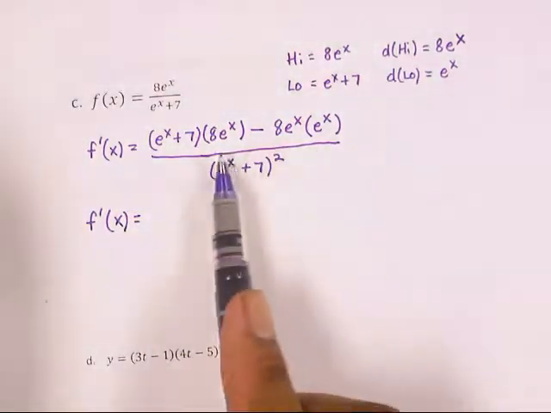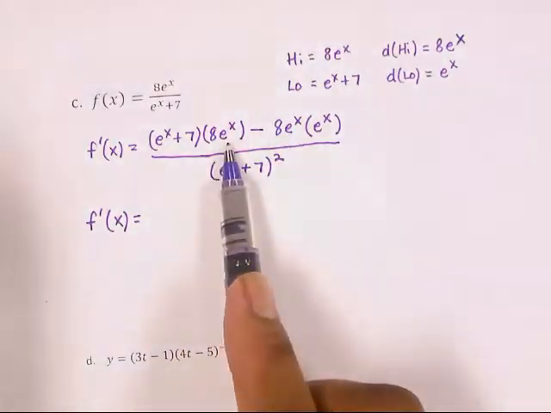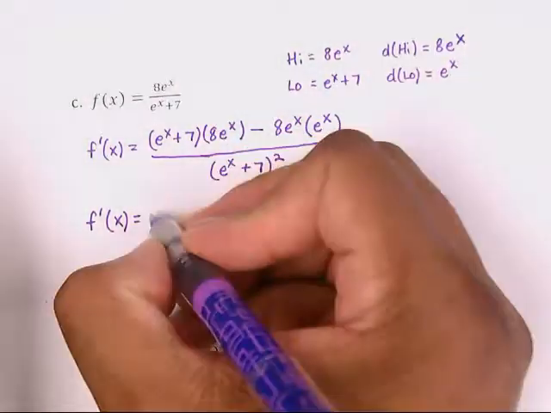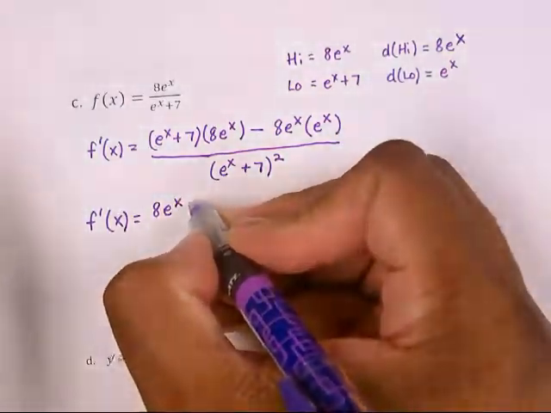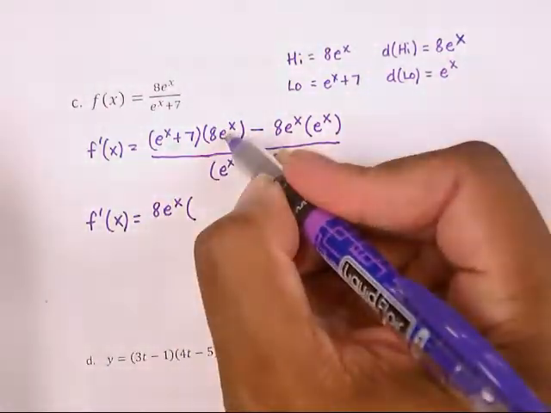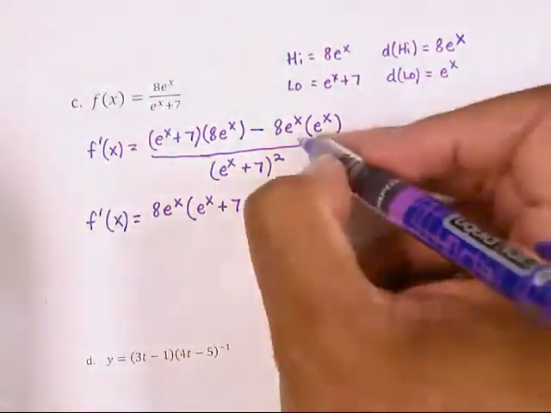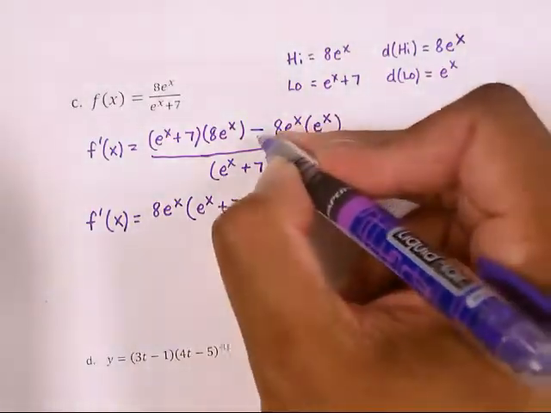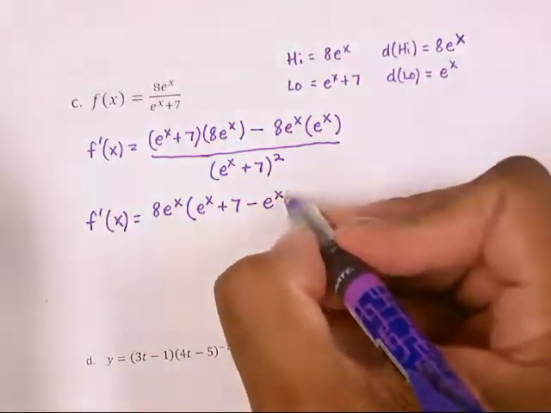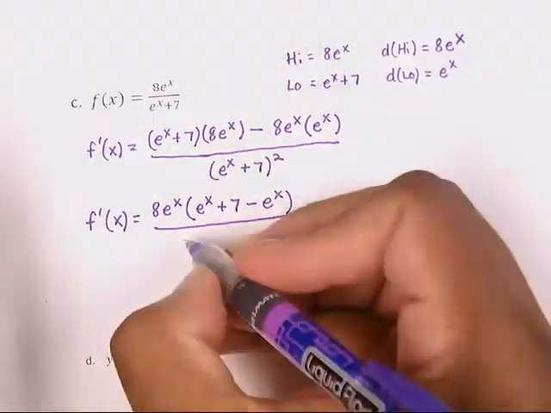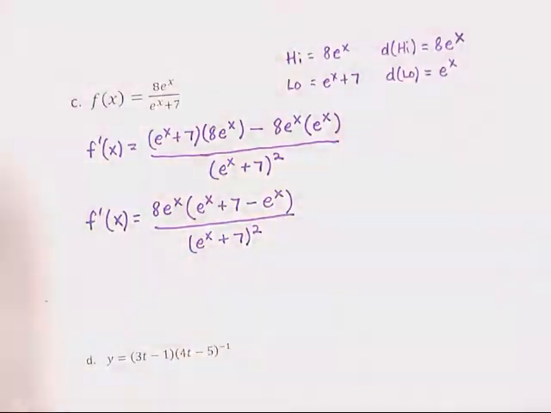Alright, what I can do here is factor out 8e to the x. There's a common factor here. I can factor out that 8e to the x. And when I do that, this is what I'm going to have. Take out the 8e to the x, I'm going to be left with e to the x plus 7. And in this term, if I take out 8e to the x, I'm going to have a minus e to the x. And all that's divided by e to the x plus 7 quantity squared.